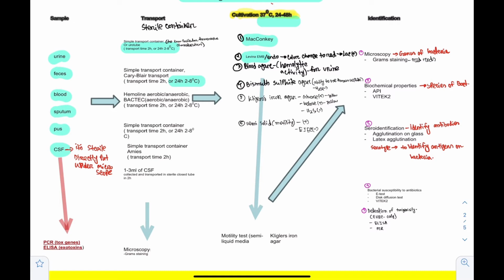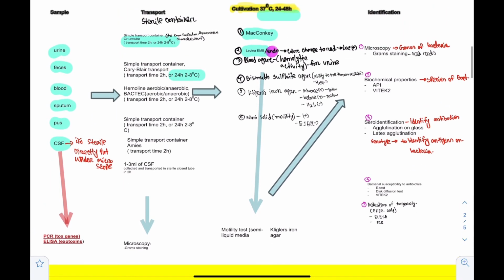And I need to give important information that nowadays Endo agar is not used that much because it is kind of old-fashioned, so we don't use it in the lab. Then there is blood agar, then the bismuth sulfite agar, Kligler's iron.